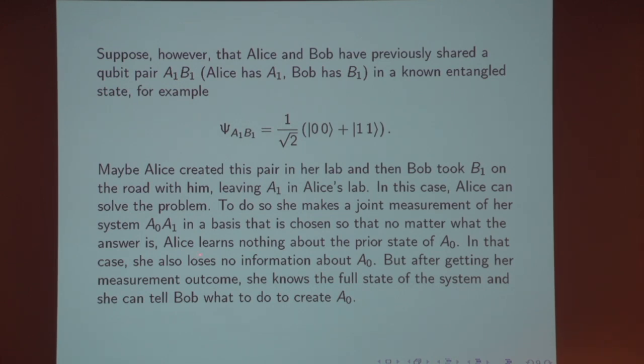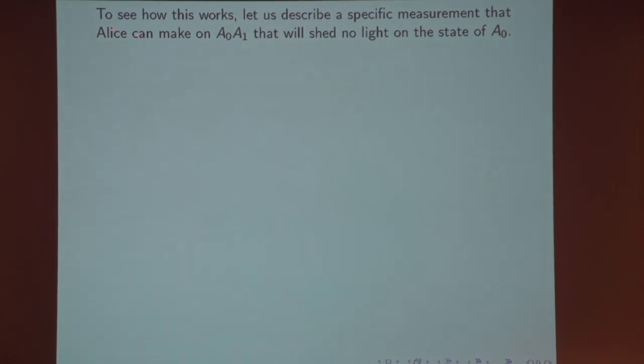But after getting her measurement, she knows the full state of the system, and she can tell Bob how to create A0. To see how this works, I'll describe a specific measurement Alice can make that will shed no light on the state of A0.